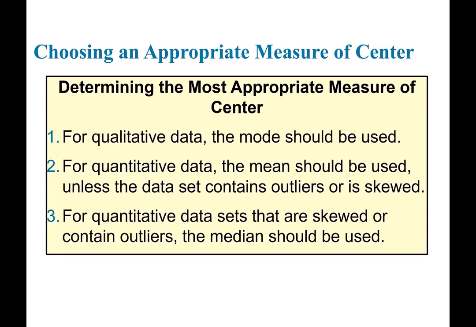So when would we use which measure? Typically for qualitative data, you want to use the mode because that's the only one we can calculate. For quantitative data, we're usually going to use the mean. The one time when we would not use the mean is if we have outliers or if we have a skewed left or skewed right data set. And in that case, then we use the median.